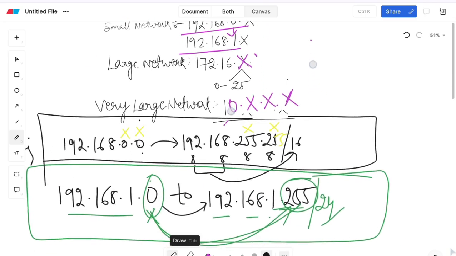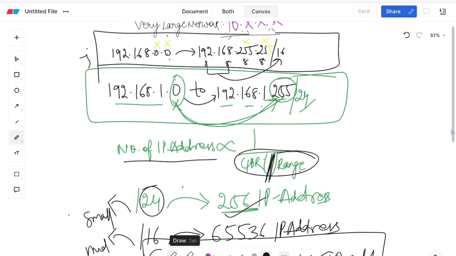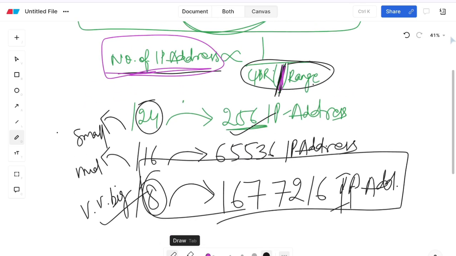What we have also learned is that the number of IP addresses is inversely proportional to the CIDR block number. What does that mean? The higher the number, say here 8, the smaller the number of IP ranges we will get. The smaller the number, the more IP ranges we will get.